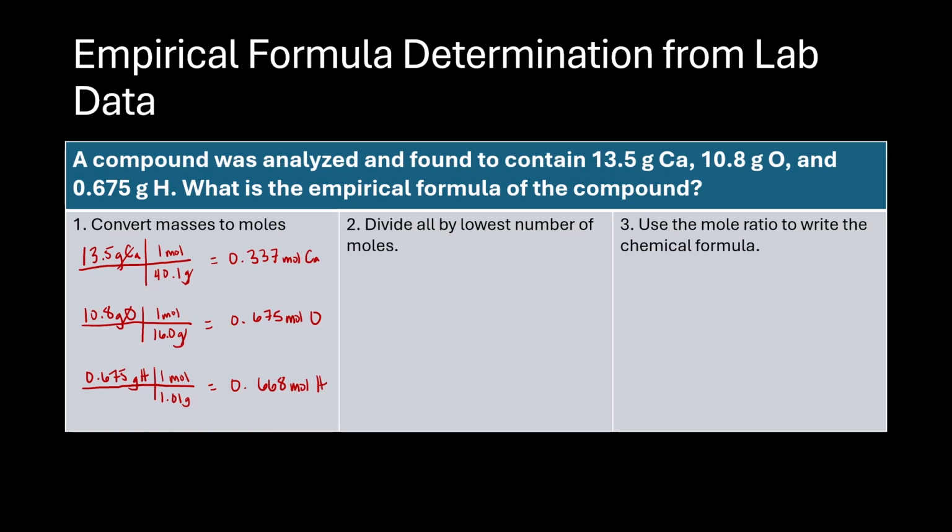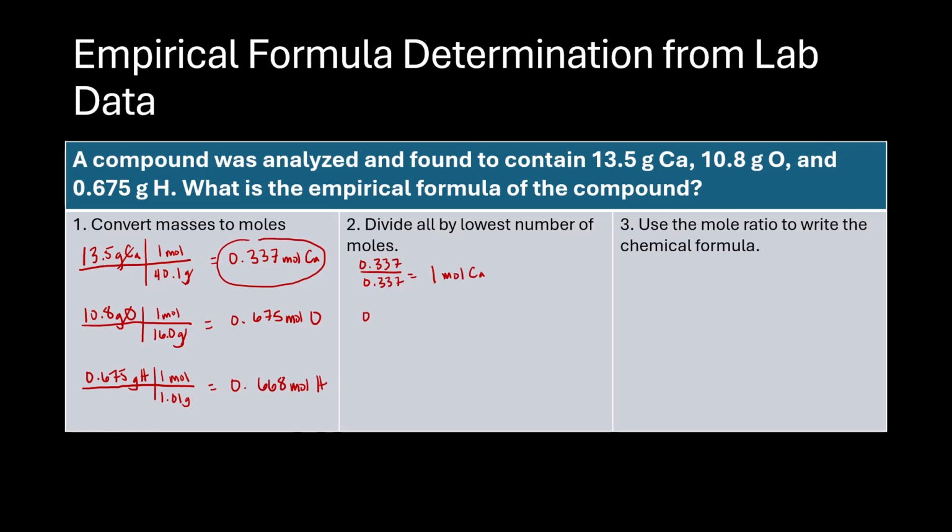Step 2 says divide all by the lowest number of moles. So we have to figure out from step 1 what our lowest number is, and it's actually the calcium right here. 0.337 is the smallest number. So we go 0.337 divided by 0.337, and that gives us 1 because we're dividing by the same number. So that's 1 mole of calcium.